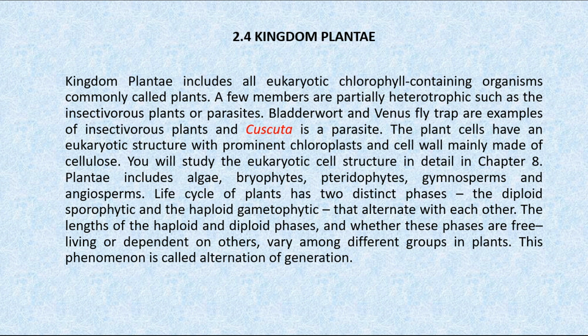Plantae includes algae, bryophytes, pteridophytes, gymnosperms, and angiosperms. The life cycle of plants has two distinct phases: the diploid sporophytic and the haploid gametophytic that alternate with each other. The lengths of the haploid and diploid phases, and whether these phases are free living or dependent on others, vary among different groups in plants. This phenomenon is called alternation of generation.